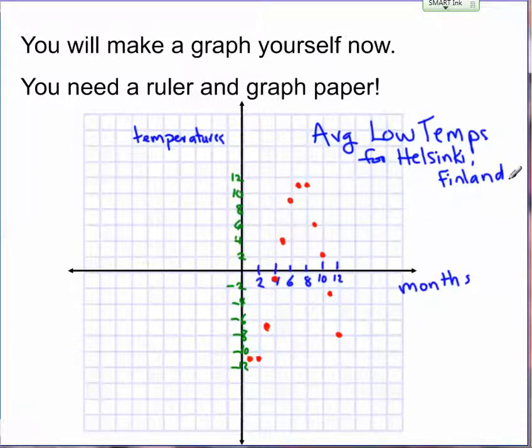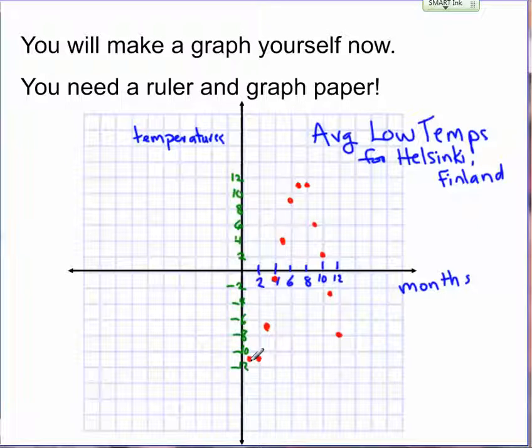All right, and then you made a graph for yourself. These were the average low temperatures for Helsinki, Finland. Each ordered pair, each red dot, represents the average low temperature for each month of the year. I had to scale my axes by 2s. If this is 0, I counted by 2s because I had to go to 12 months and I was off my graph. This only goes to 10 if I count by 1s. So it's okay to count by 2s as long as you're consistent. So this is 2, 4, 6, 8, 10, 12 going up, and going down -2, -4, -6, -8, -10, -12. And we didn't have any such thing as a negative month.